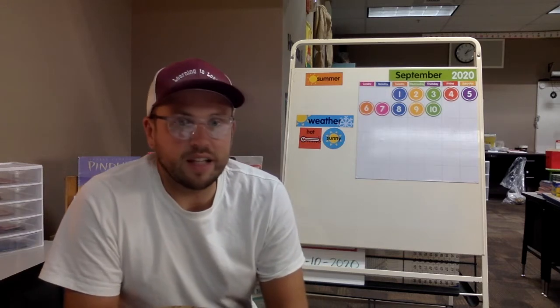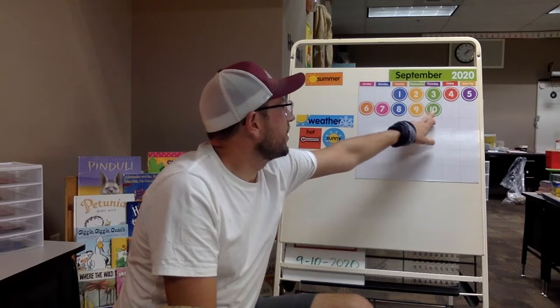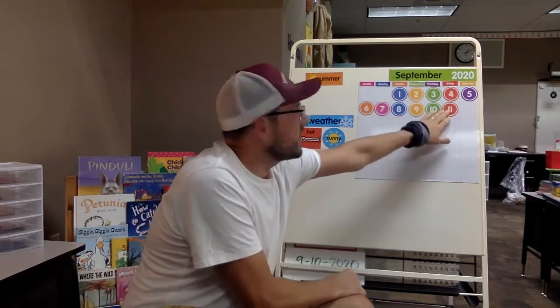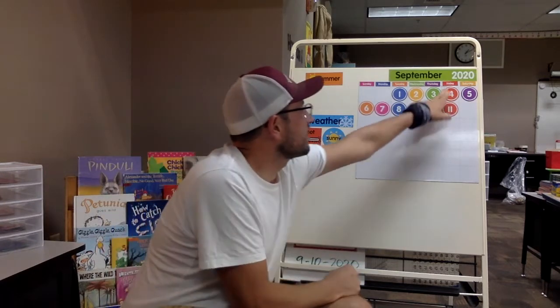So, let's talk about our calendar, and then we'll talk about our day a little bit, and I will show you your fun project that you're going to get to do today. So, yesterday was the 10th of September. If yesterday was the 10th, what number comes after the 10th? 11, right? So, we're going to put the number 11 on our calendar. And what day of the week did I put number 11 under? It's hard to see from where you're at, but it starts with an F. It's the only day of the week that starts with an F. F-f-f-f-f. Friday. Yeah. So today is Friday.